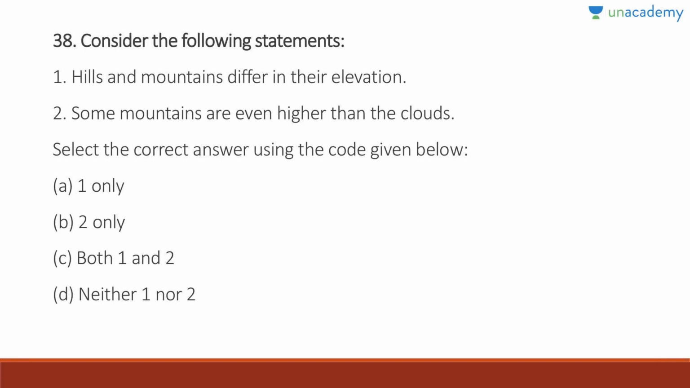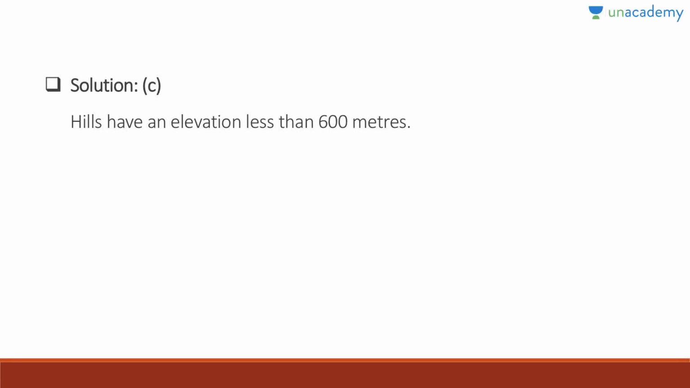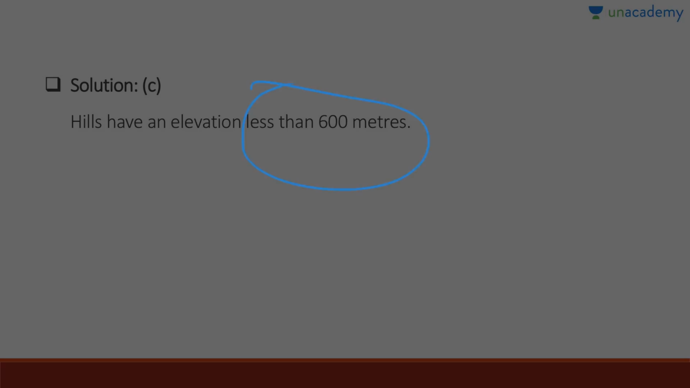Okay. Then you have question number 38. Consider the following statements. Hills and mountains differ in their elevation. So this is absolutely correct. Some mountains are even higher than the clouds. Yes, this is correct. Mount Everest has, like, sometimes the clouds are beneath Mount Everest. So answer here is C, both 1 and 2. Both these statements are facts. And hills have an elevation less than 600 meters. So remember that.